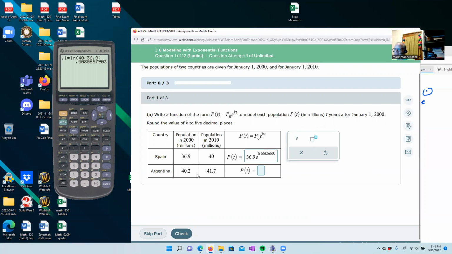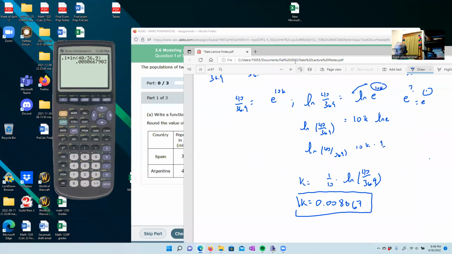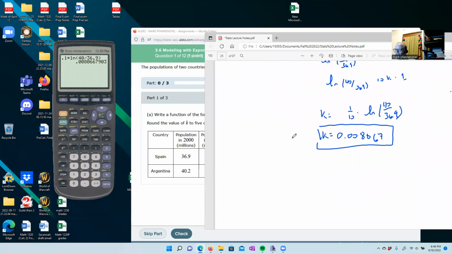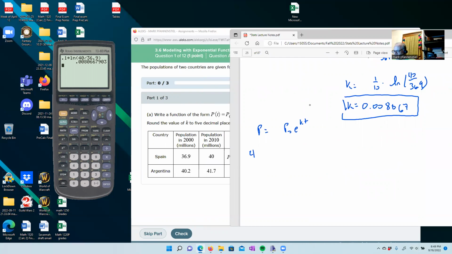And then we're going to do exactly the same thing for Argentina. Same idea, right? P equals P sub 0, e to the kt. What do we start with? For 10 years, in 10 years, we have 41.7, that's the current population, is equal to the initial population, 40.2, e to the k, I don't know what that is, times 10. We're going to solve for k. So we're going to say this is 41.7 divided by 40.2 is equal to e to the 10k.